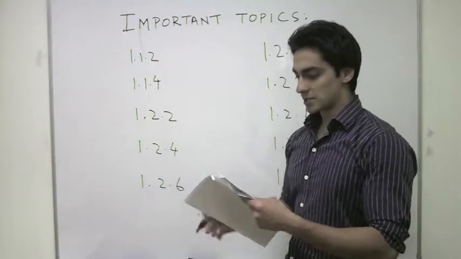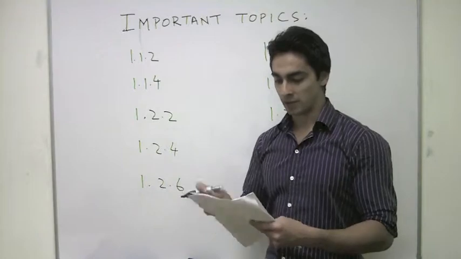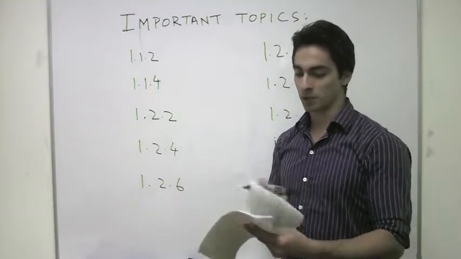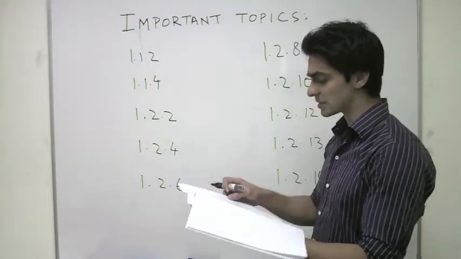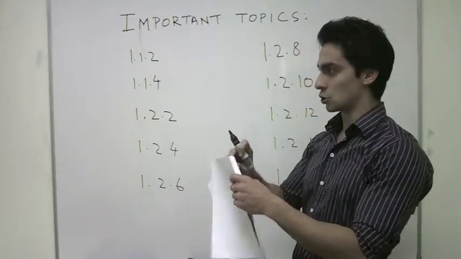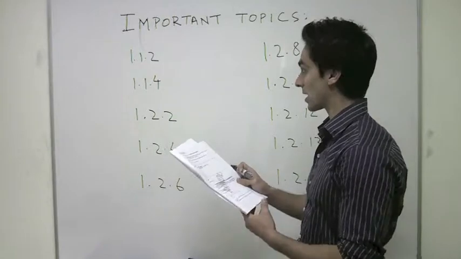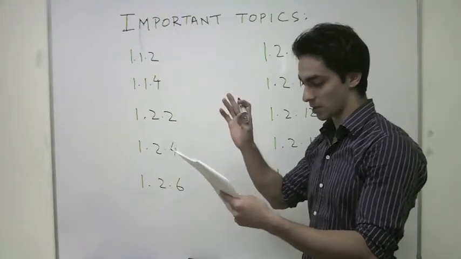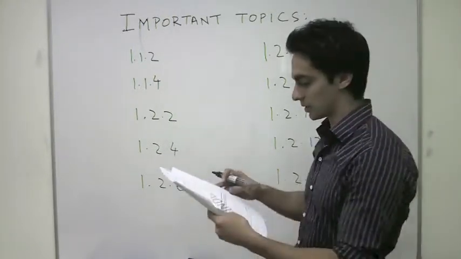1.1.4, estimate the approximate values of everyday quantities to one or two significant figures. So this is making a calculation based on an estimate. You just have to estimate the calculation to the nearest power of 10. You don't really need to calculate it accurately.